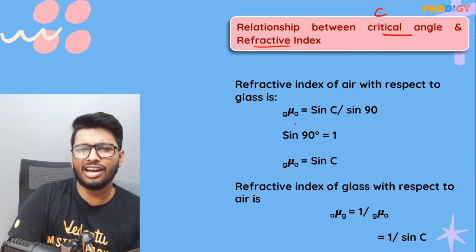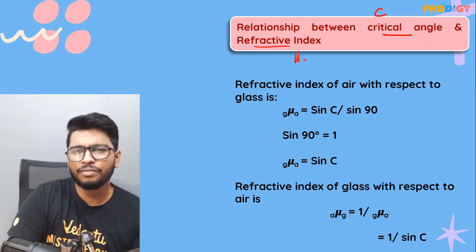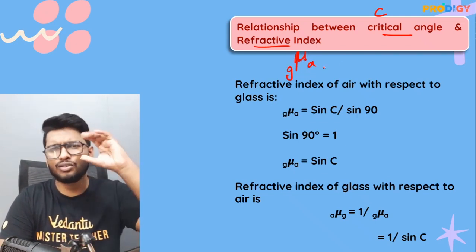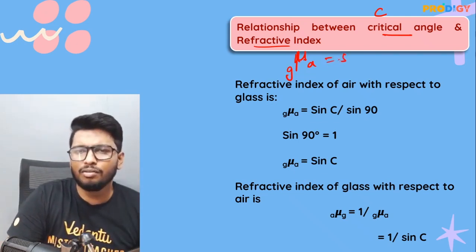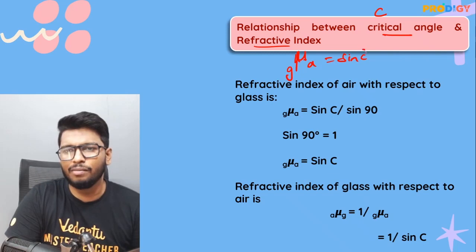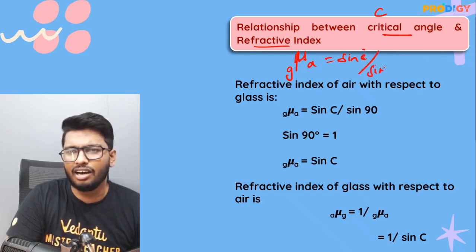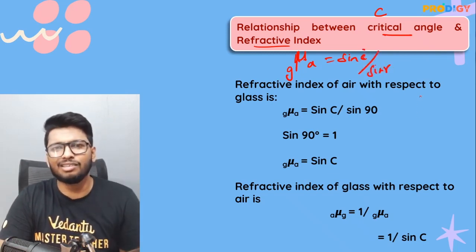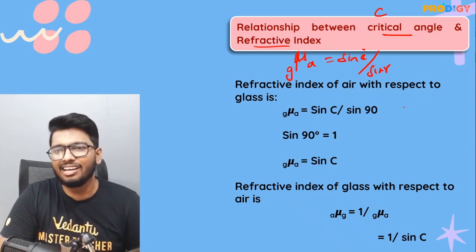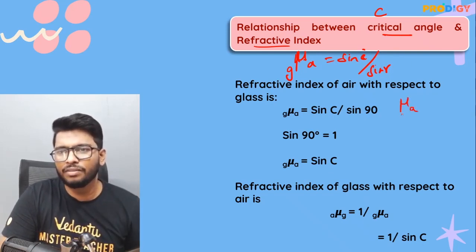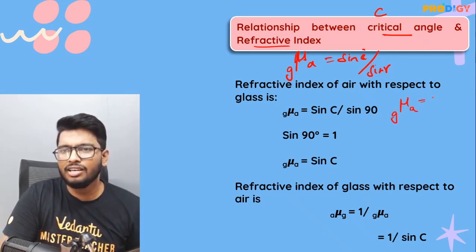So we know that the refractive index of air with respect to the medium, whichever it is, glass or whatever, is nothing but sine i divided by sine r. Now here sine i is nothing but sine C, because it is the critical angle. So the refractive index of air with respect to the medium is sine C divided by sine r.